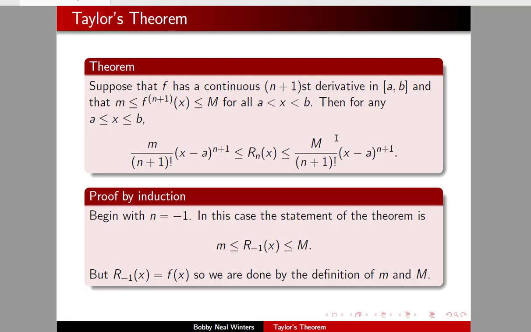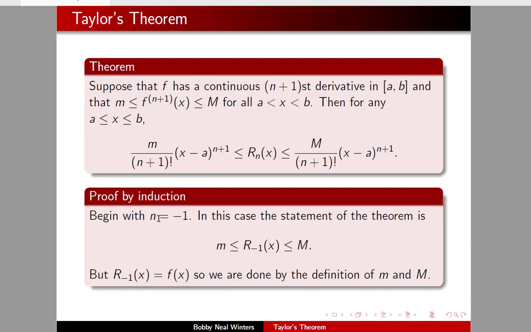The important thing to note here is that if our m and M aren't too big, if they're fixed numbers, which they will be, and x is close to a, then when n gets bigger, this remainder is going to get smaller. All right. So we're going to now prove this by induction.